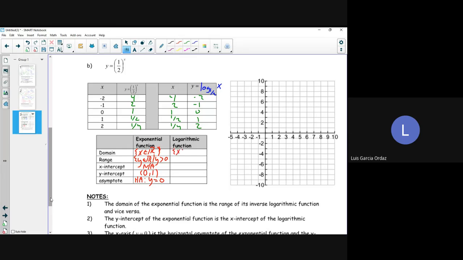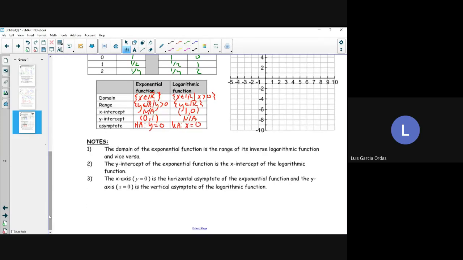And then with the log function, it's just everything switched. So x is an element of the real numbers such that x is greater than 0. Then we have y as an element of the real numbers as our range. We have an x-intercept at 1 and 0, no y-intercept, and we have a vertical asymptote instead of a horizontal asymptote.